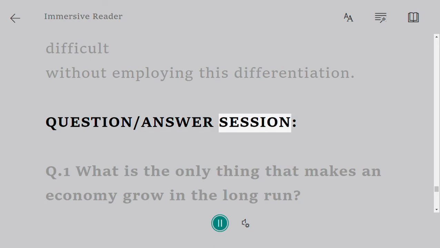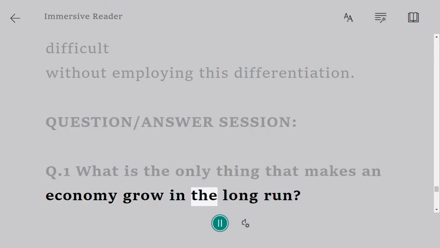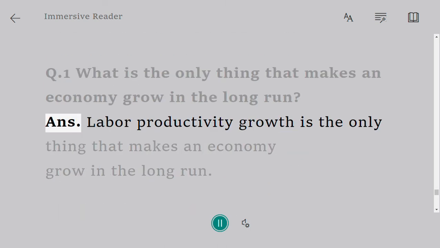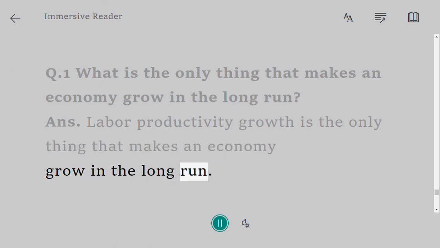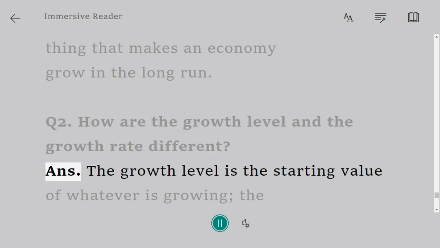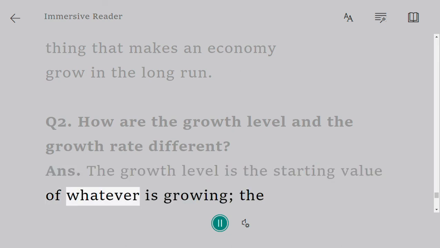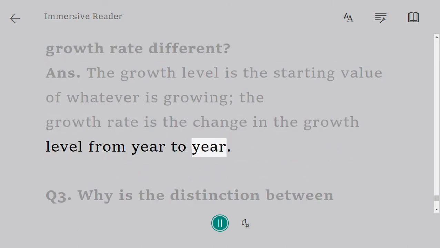Question/answer session. 1. What is the only thing that makes an economy grow in the long run? ANS. Labor productivity growth is the only thing that makes an economy grow in the long run. Q2. How are the growth level and the growth rate different? ANS. The growth level is the starting value of whatever is growing, the growth rate is the change in the growth level from year to year.